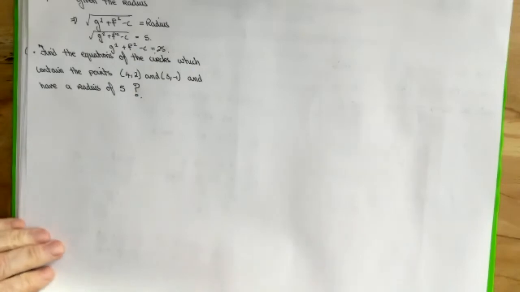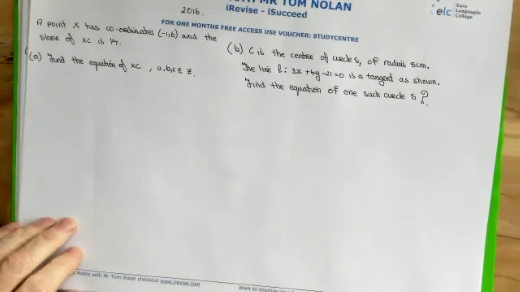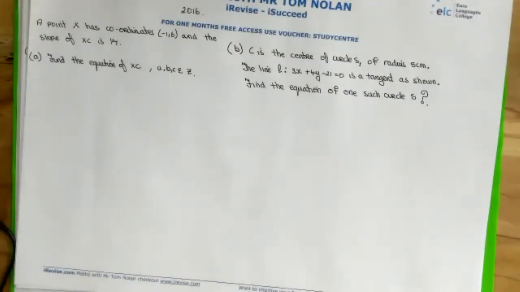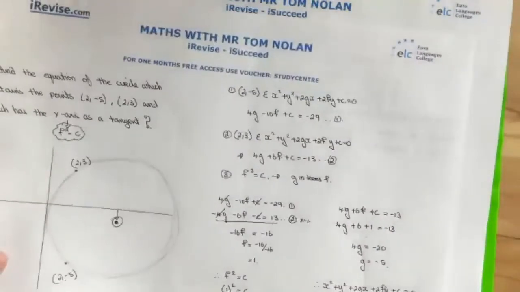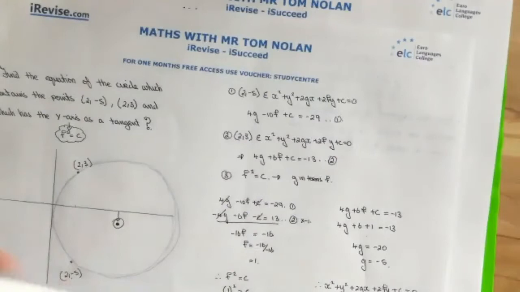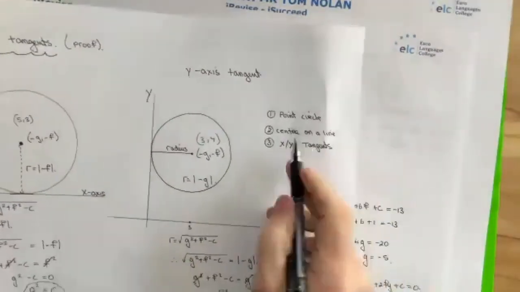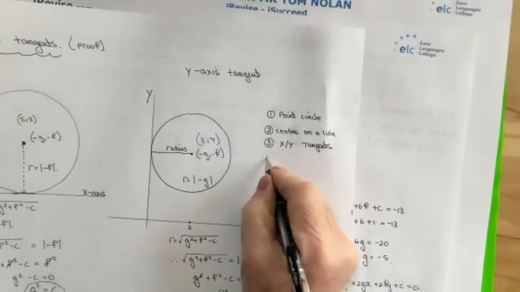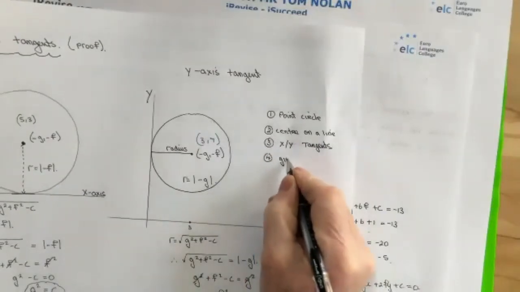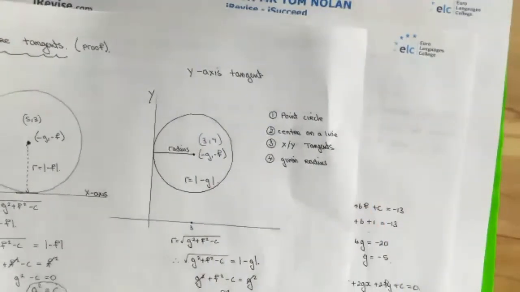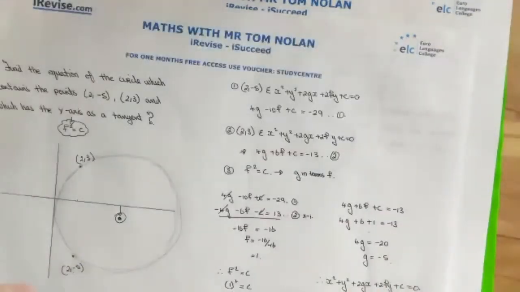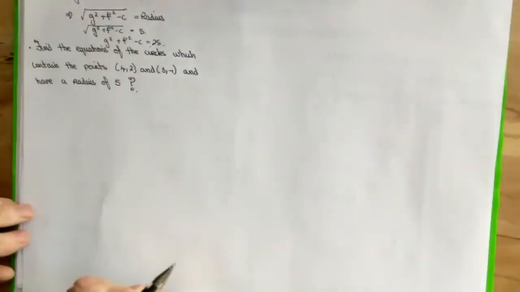So now, the fourth way by which you can be given an equation, I'll just write it back here where I wrote previously in my notes. The point on the circle, the center on the line, the x and y axis is tangent, or that you're given the radius. And that's the fourth way you can be given an equation. There's a kind of fifth way that we'll come across as well. So here's the fourth way, given the radius.